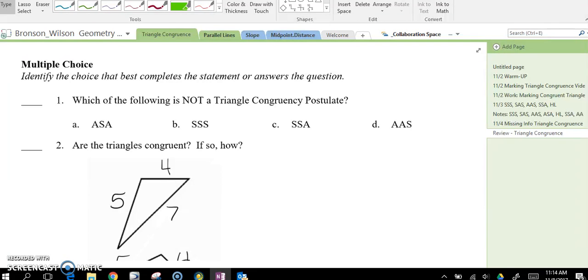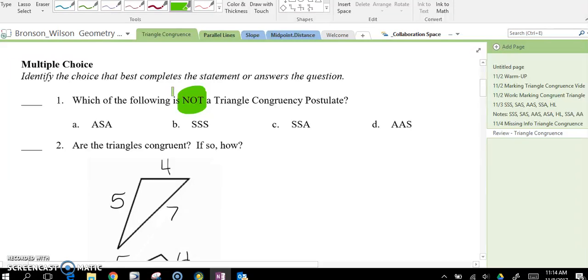Now we are talking about our review for our triangle congruence test. Yay! Now, going over number 1. Okay, so number 1. Let's read it. Which of the following is not a triangle congruent postulate?